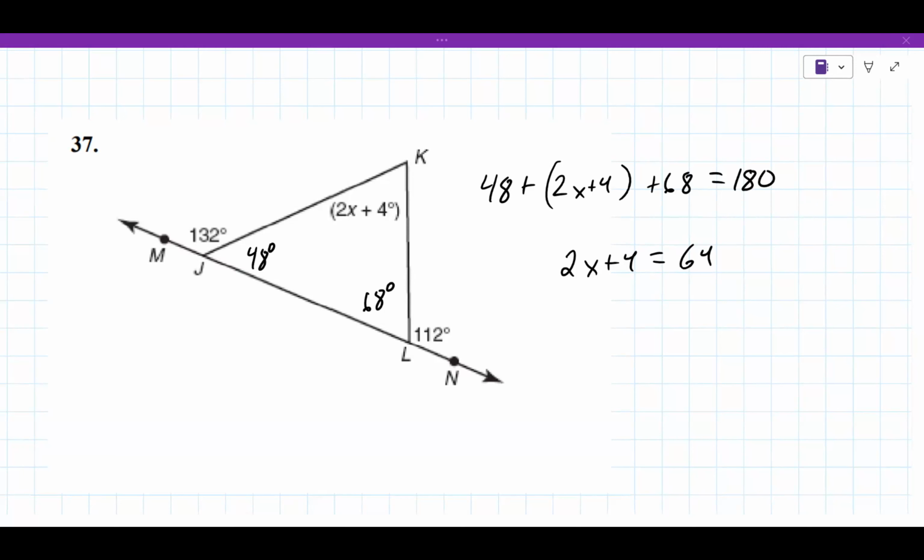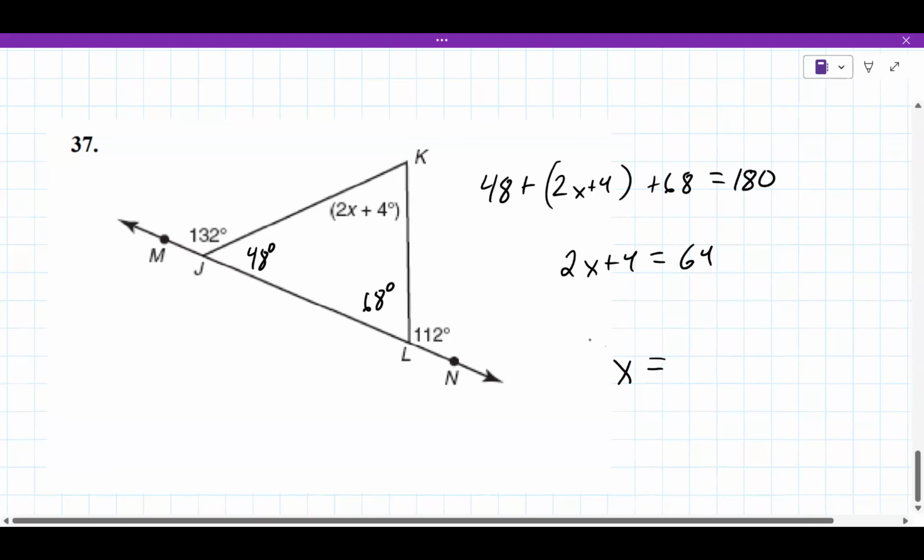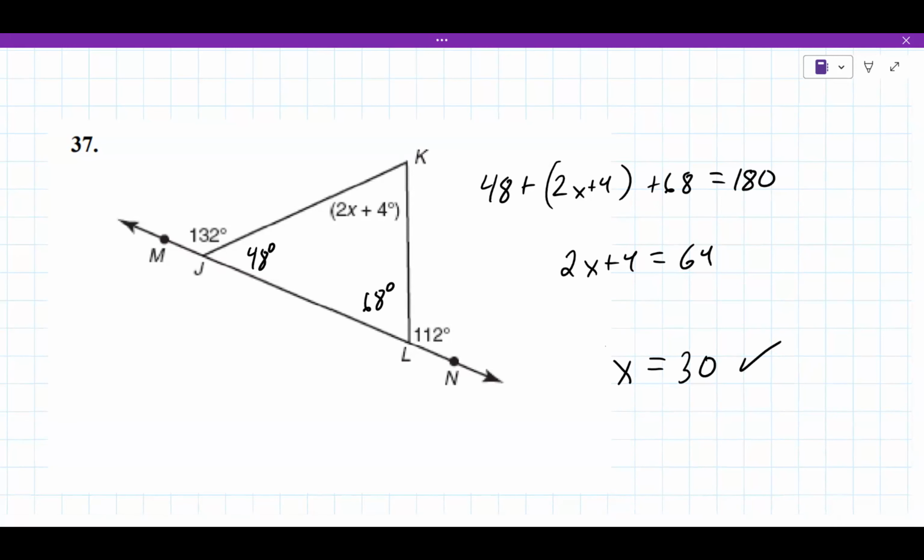And then if I did 2 times 30, which would give me 60, 60 plus 4, that's 64. It sounds like you found x. Oh, 30, x is 30, sorry. Yeah, that's probably what it would ask you. It might, because you already know the angle is 64. Okay, really good. Just one more of those.